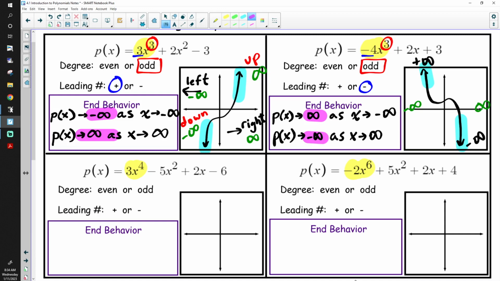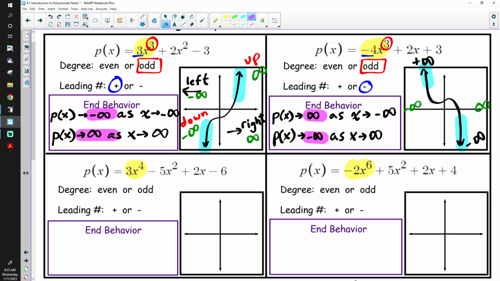And what's cool about this is you won't have to do this every single time. We're basically making ourselves a cheat sheet right now. When you look at a polynomial that has an odd degree and a positive number in front, this is going to be its end behavior every time. It doesn't matter what the polynomial looks like, long or short. If it has an odd degree and a positive number in the front, it's going to have this end behavior. Down on the left, up on the right.